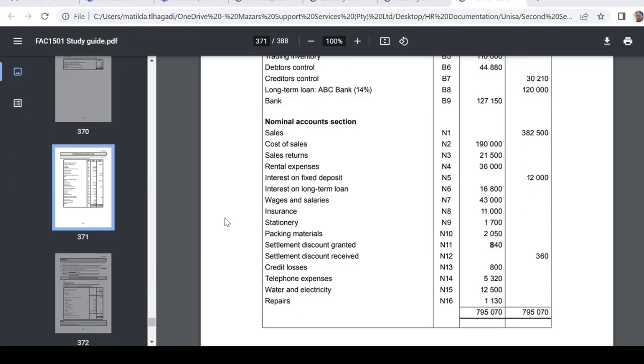How much is the profit? 52,220. I'm just calculating on my side. I'll tell you how much I'm getting. I'm getting 52,220. How much are you getting? I'm getting 52,220.